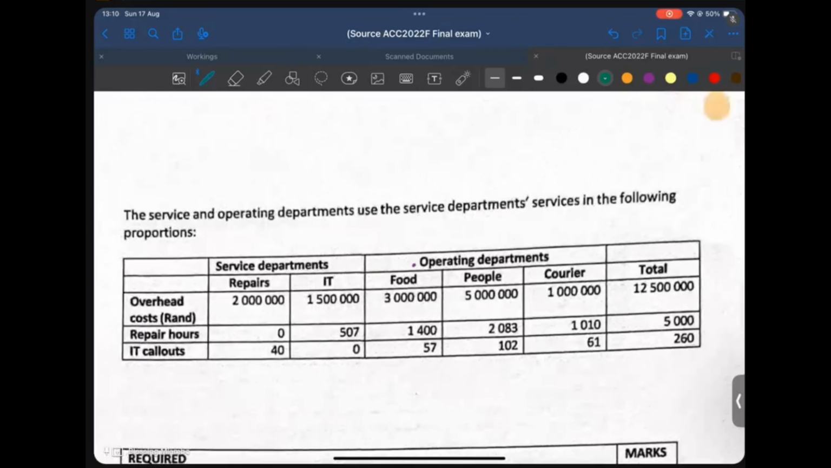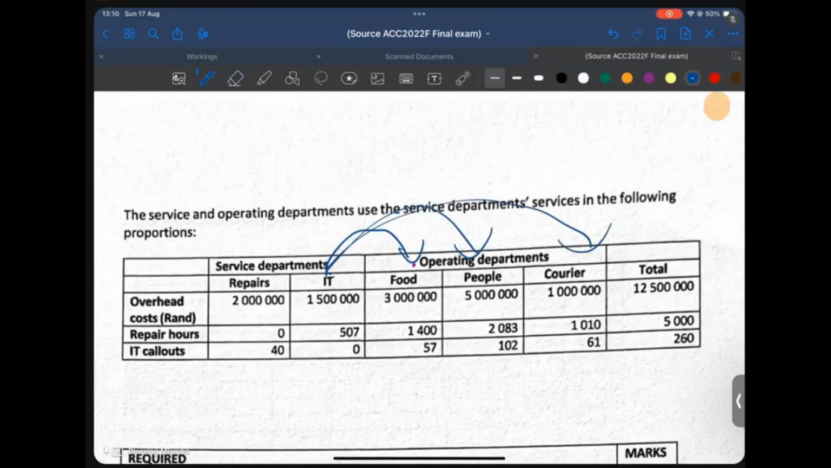So my entire point with service department allocation is I want to allocate all the overheads that are sitting in service departments to the operating departments, so I'll be left with zero in the service department. One of the broad reasons, so let's think about this, is for us to accurately calculate the profit that's made by the operating departments.